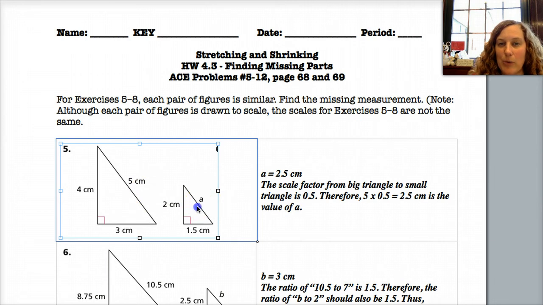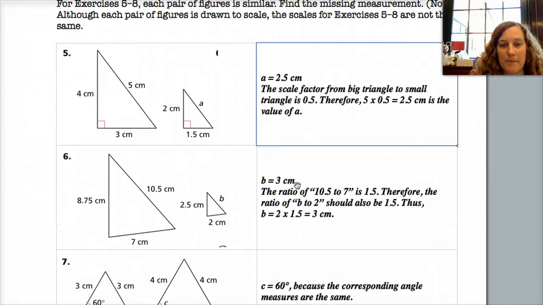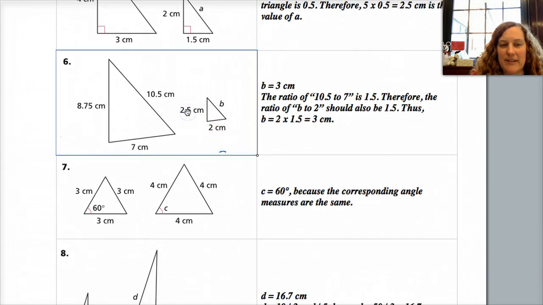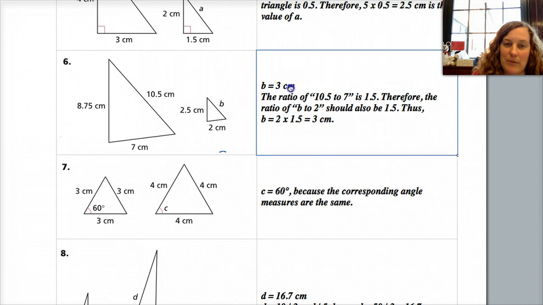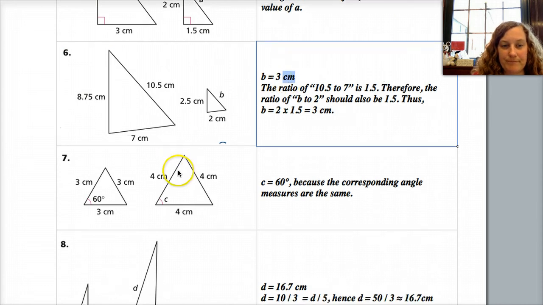If our scale factor from the smaller to the larger is 2, then our larger to the smaller is 1/2. So half of 5 is 2.5. That's how you'd figure that one out. We need to use ratios for 6 because the scale factor doesn't jump out at me. We can say 2 to 7, so the scale factor would be 3.5. But I can also use a ratio on this one. The ratio of 10.5 to 7, which is our long side to our short side, is equal to b over 2. So that gives us b equals 2 times 1.5, so 3 centimeters. So b equals 3 centimeters on this one.